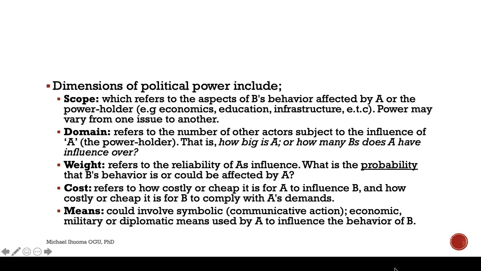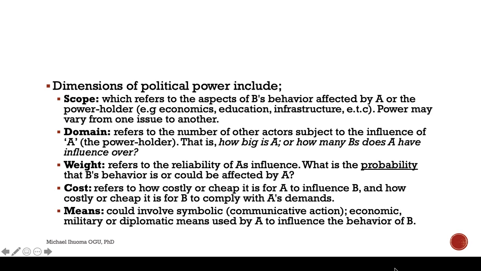All right, power is multidimensional in the sense that it can be exercised, or can be understood, in five dimensions. Number one is the scope of power. The scope of power refers to the aspects of an actor's behavior that are affected by the power holder. I made an example of Nigeria and Togo. If Nigeria is able to exercise power over four sectors of the Togolese national economy, maybe the educational sector, the manufacturing sector, the religious sector, perhaps the energy sector, it means that Nigeria has a certain scope of power when it comes to its interaction with Togo.